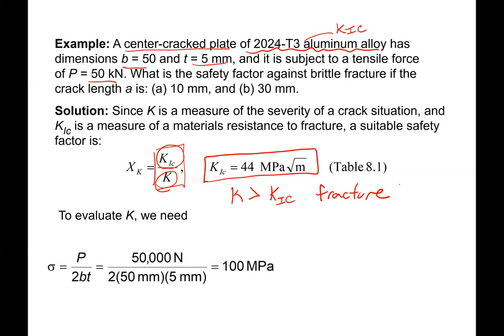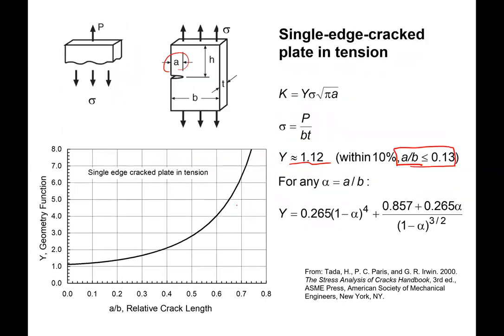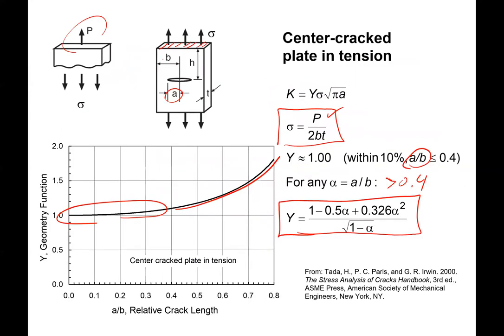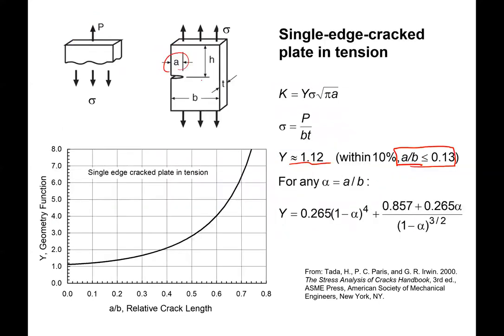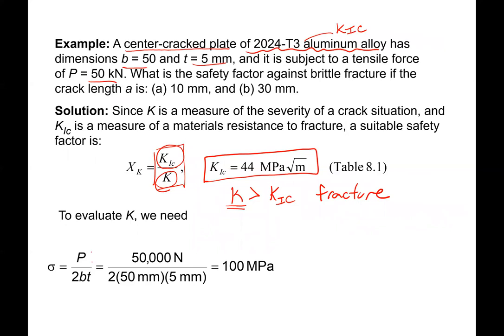All right, so let's go ahead and we'll evaluate first what this value K is for the stress intensity. And then we're going to need the stress first that's being applied. So if we go back to the center crack plate equation, you can see they've given us B here. We've got A, we've got thickness T. So the first thing we're going to do is find the stress. So load divided by the cross-sectional area, 2B times T. All right, so we get our stress value of 100 megapascals.